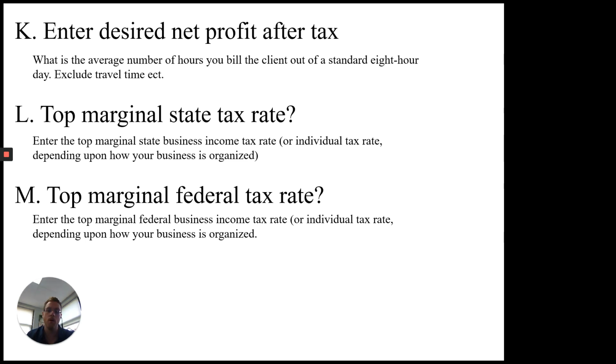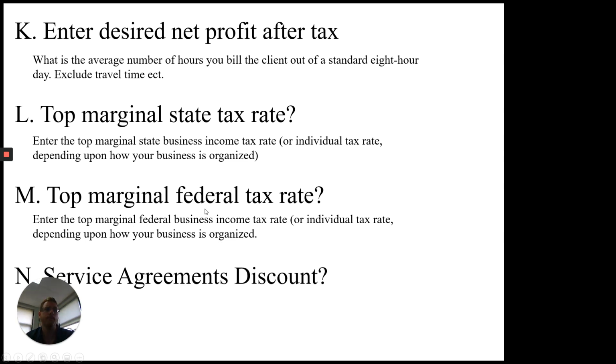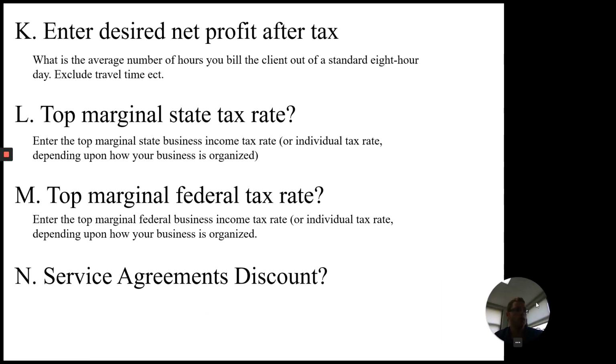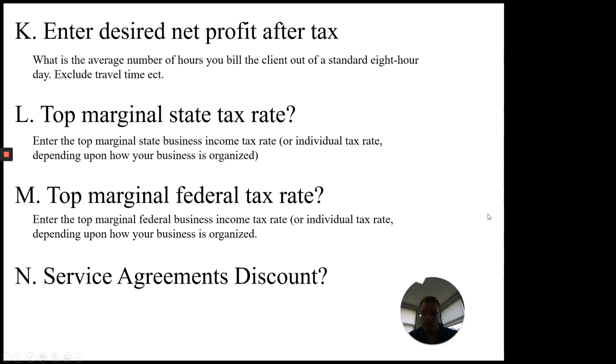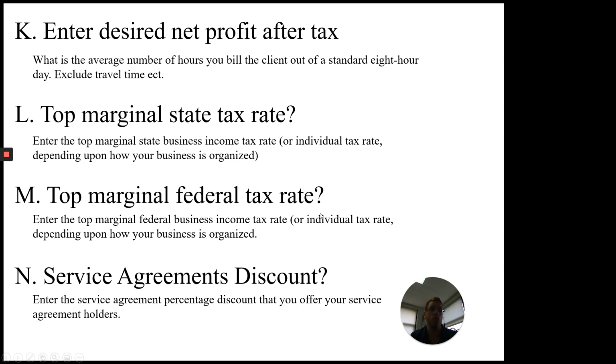It'll have brackets. When you make X to Y, it's this. When you make Y to Z, it's that. Of course, you could also ask your accountant, but you could Google it and come up with a pretty close number. Now, do you offer a discount for service agreement customers? I think you for sure should. That's a whole other video, but you absolutely should. You should incentivize people to become a service agreement holder. And if you do, what is that percentage so that we can add that into our labor rate?